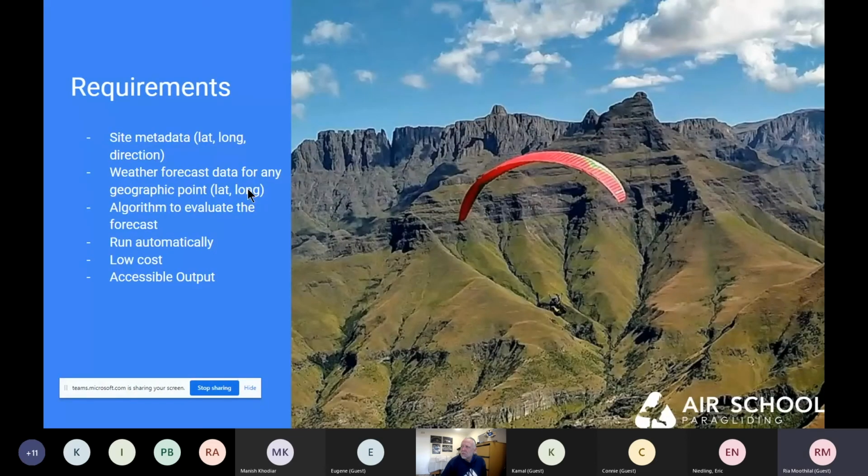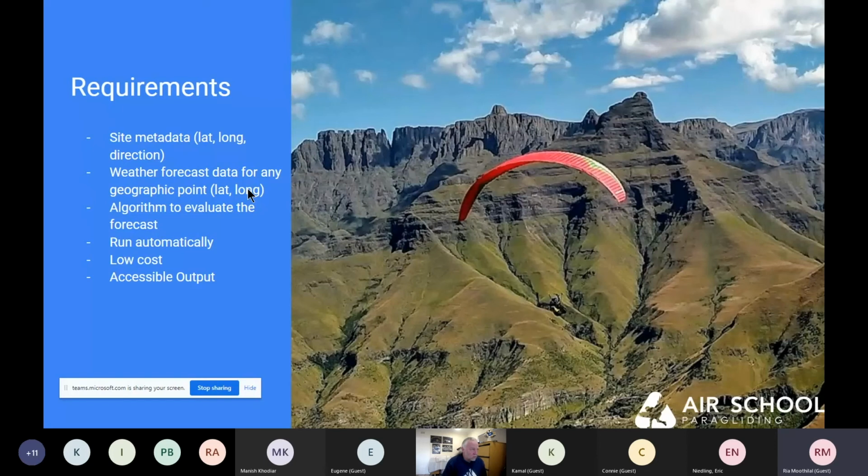Now, what requirements do we need to solve this problem? Well, we need the site metadata, so the takeoff site, we need to know where it is, which would be a latitude and longitude. We'd also need to know what wind direction is acceptable for this takeoff site. So if we're flying off Paul Rock, then we need easterlies. If we're flying off Franschhoek Mountain, then we need westerlies. So each site, by definition of where we're taking off and which direction the slope faces, will dictate what direction wind will be applicable at that site.